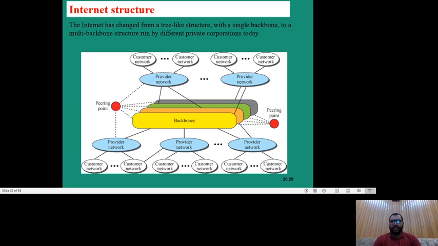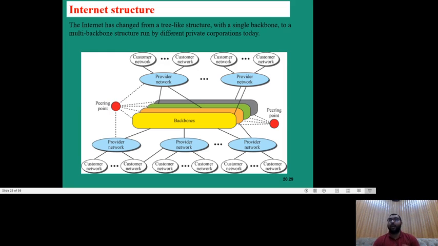So before going into detail of the routing protocols, students, let's see the existing internet structure. Initially, when the protocols were designed and used for routing purposes, the structure was not that complicated. There used to be a single backbone, and all the peers, or the customer networks, used to be connected. But right now the situation is getting more complex.